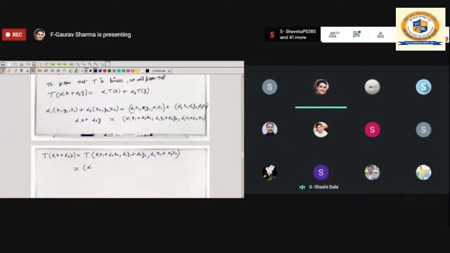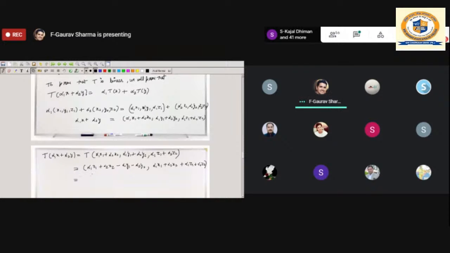Alpha 1 x1 plus alpha 2 x2 minus alpha 1 y1 minus alpha 2 y2 comma alpha 1 x1 plus alpha 2 x2 plus alpha 1 z1 plus alpha 2 z2. Very good. So this is our resulting value.